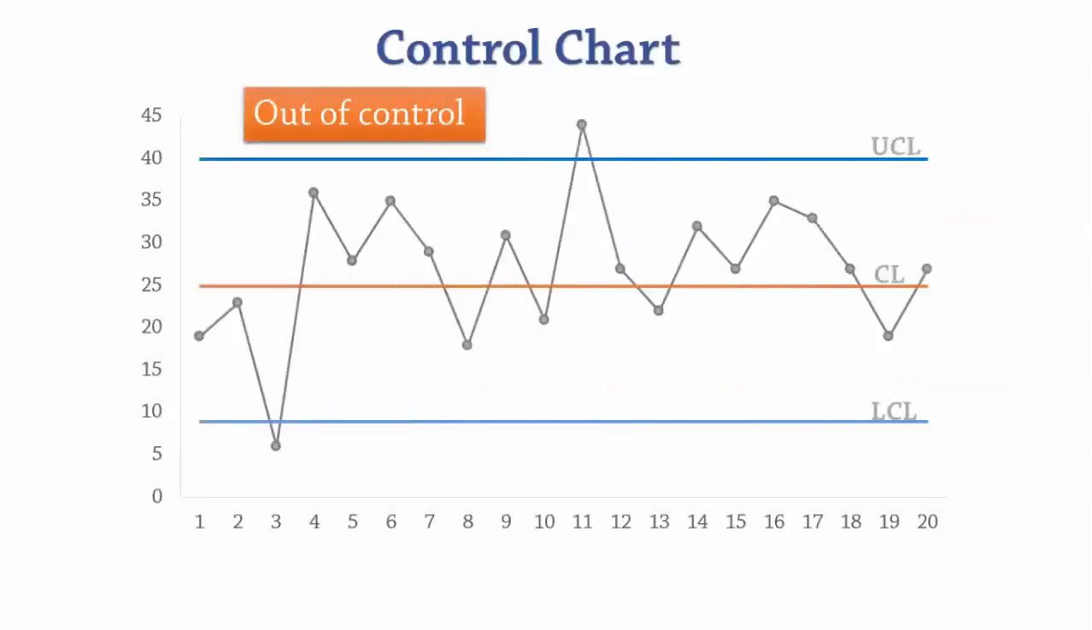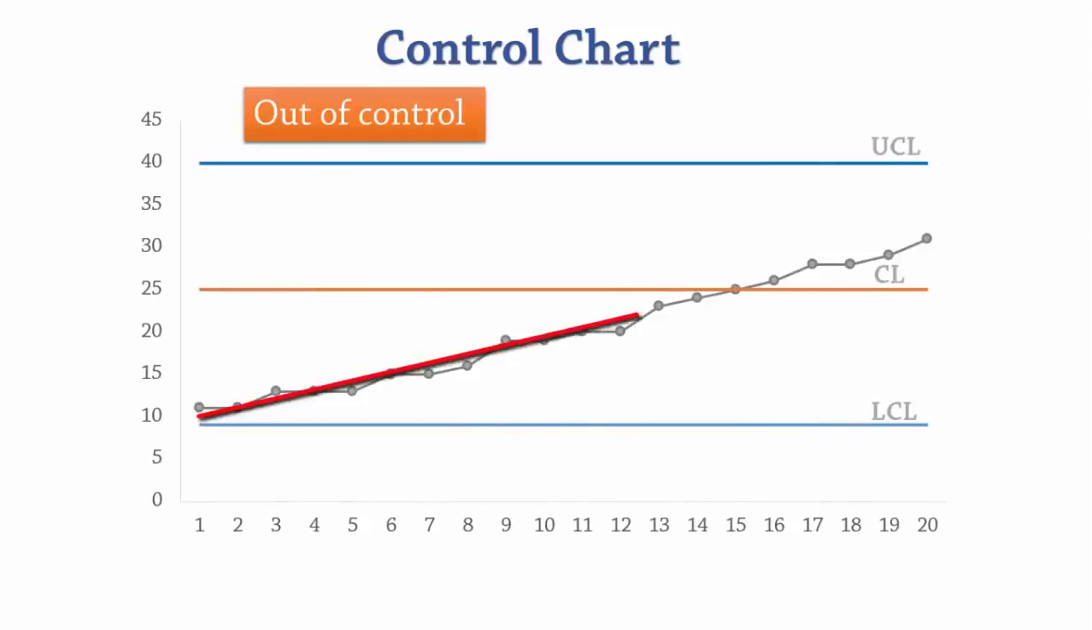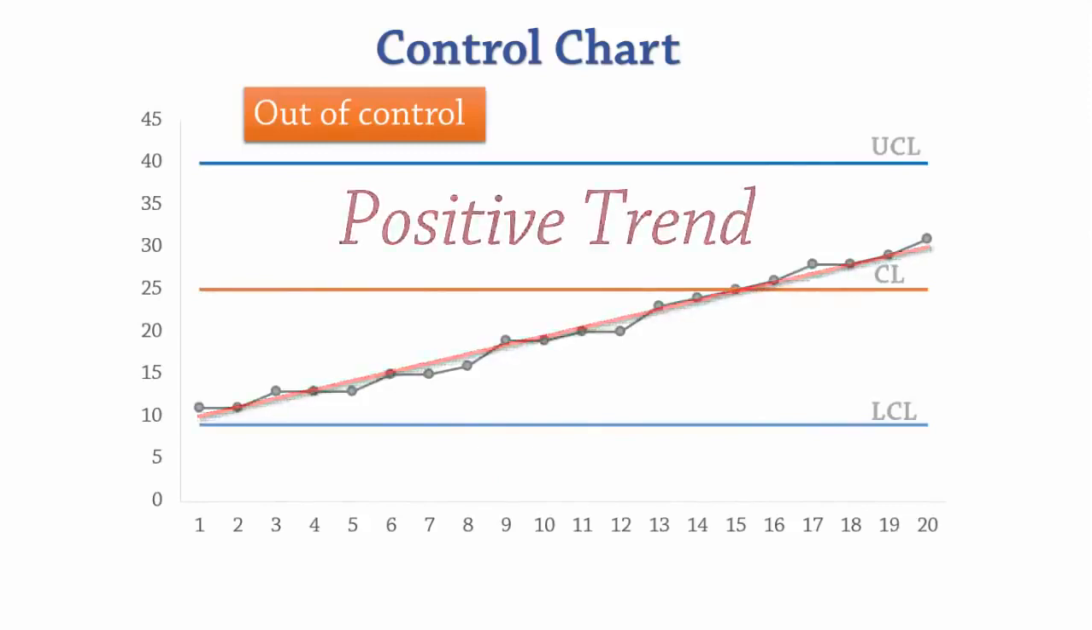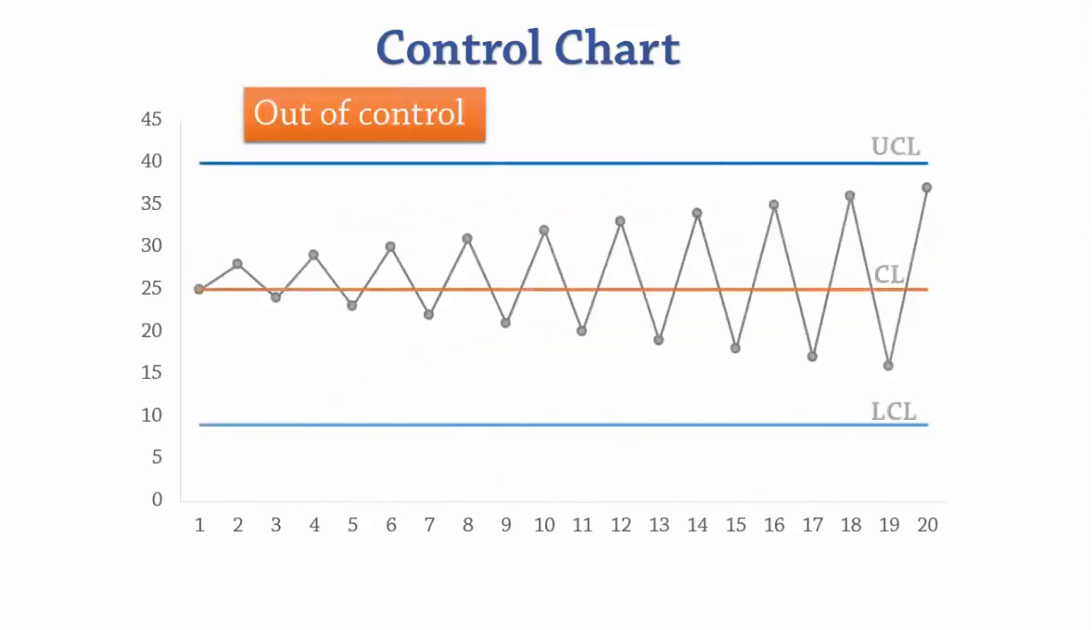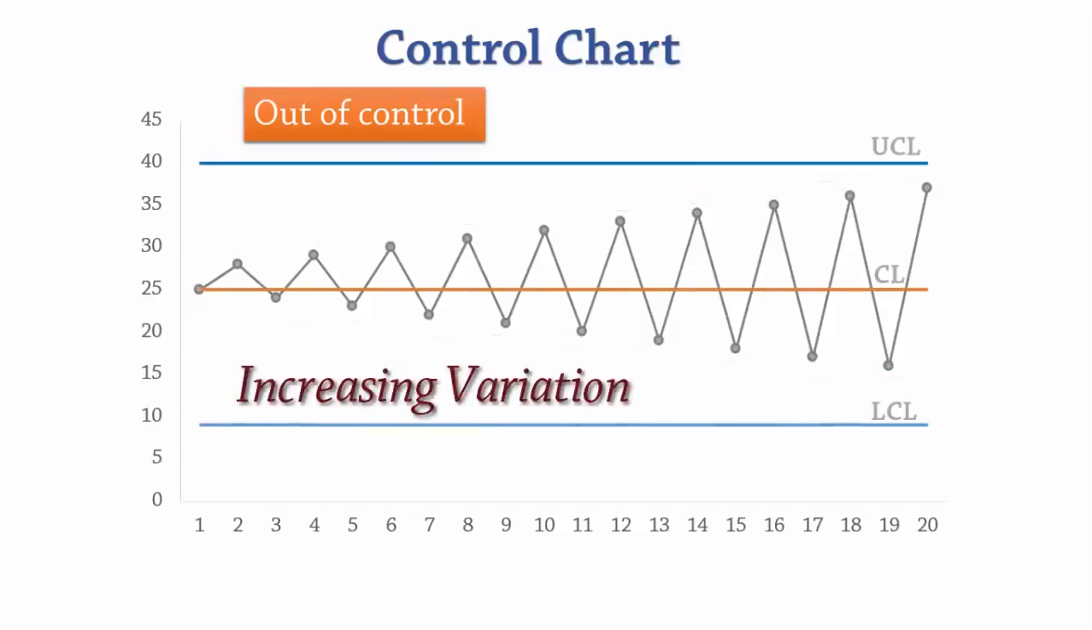Here is a control chart that shows the process is out of control because there is a point above the upper control limit. There is also one below the lower control limit. Either of these shows us that the process is not in control. Here is another process out of control as there is a positive trend in the process values. This process here will also be considered out of control because of increasing variation between the values over time.